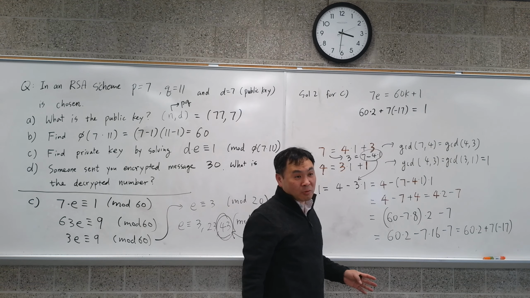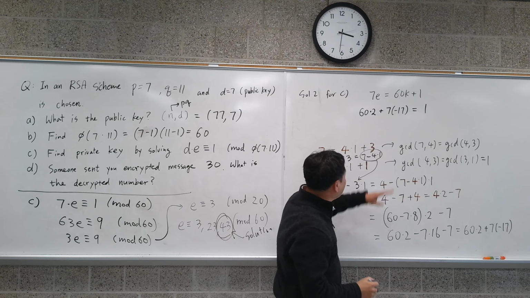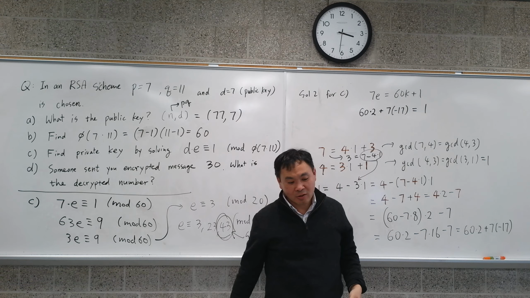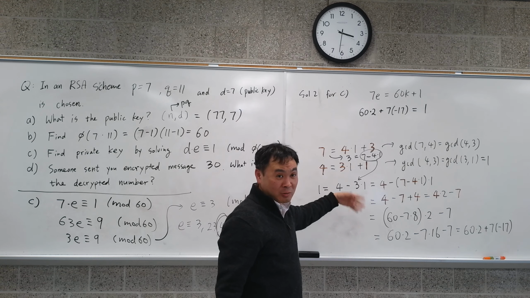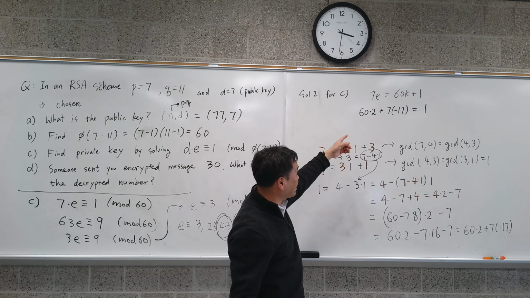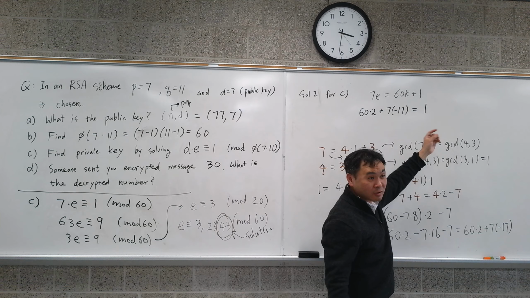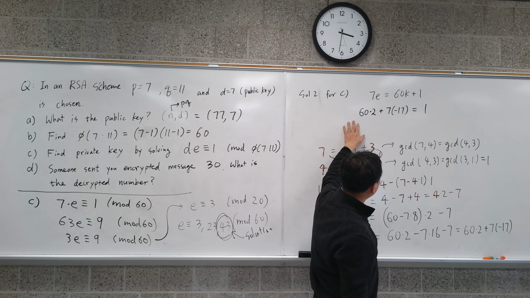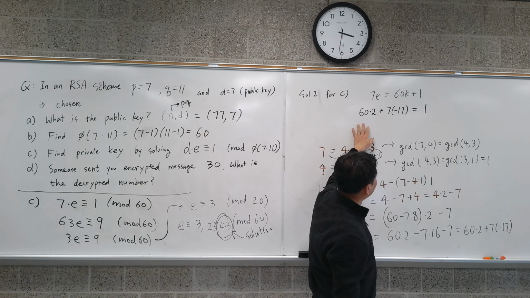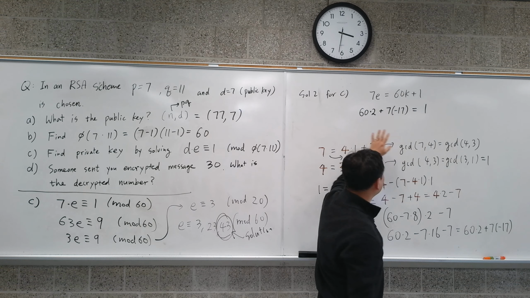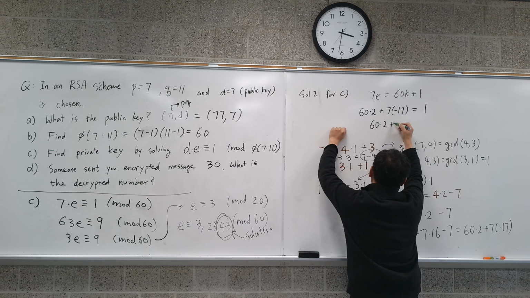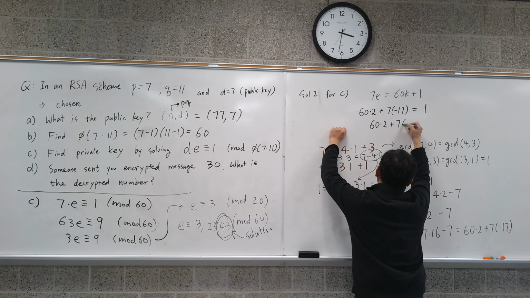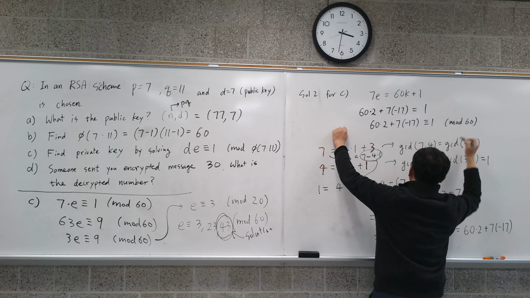That's Bezout's theorem. Bezout's theorem just tells us the existence, but it also gives us a way to find it by using the Euclidean algorithm and doing some substitution. So we were able to find this out. Once you find that out, you can just do the mod with 60. So 60 times 2 plus 7 times negative 17 is congruent to 1 mod 60.